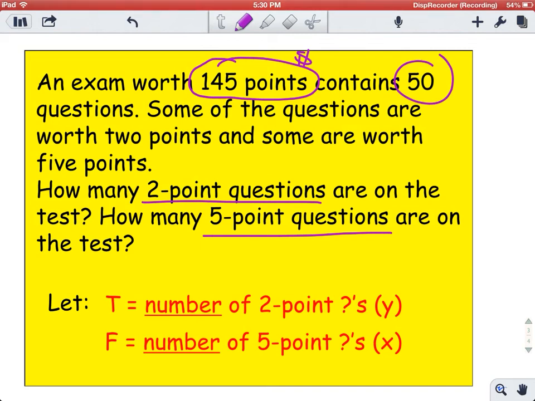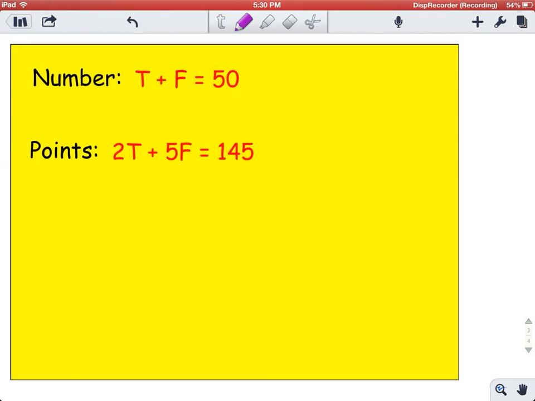So once again, I don't need to know money. I know how much the questions are worth. They're worth 2 points and 5 points. So I'm looking for the number of 2-point questions and the number of 5-point questions. Let's take a look at the equation. So once again, we have a total. There are 50 total questions. Some questions are worth 2 points, some questions are worth 5 points. And then we have the money equation. In this case, it's just total points. 2 points or $2, 5 points or $5 makes a grand total of 145 points or $145.